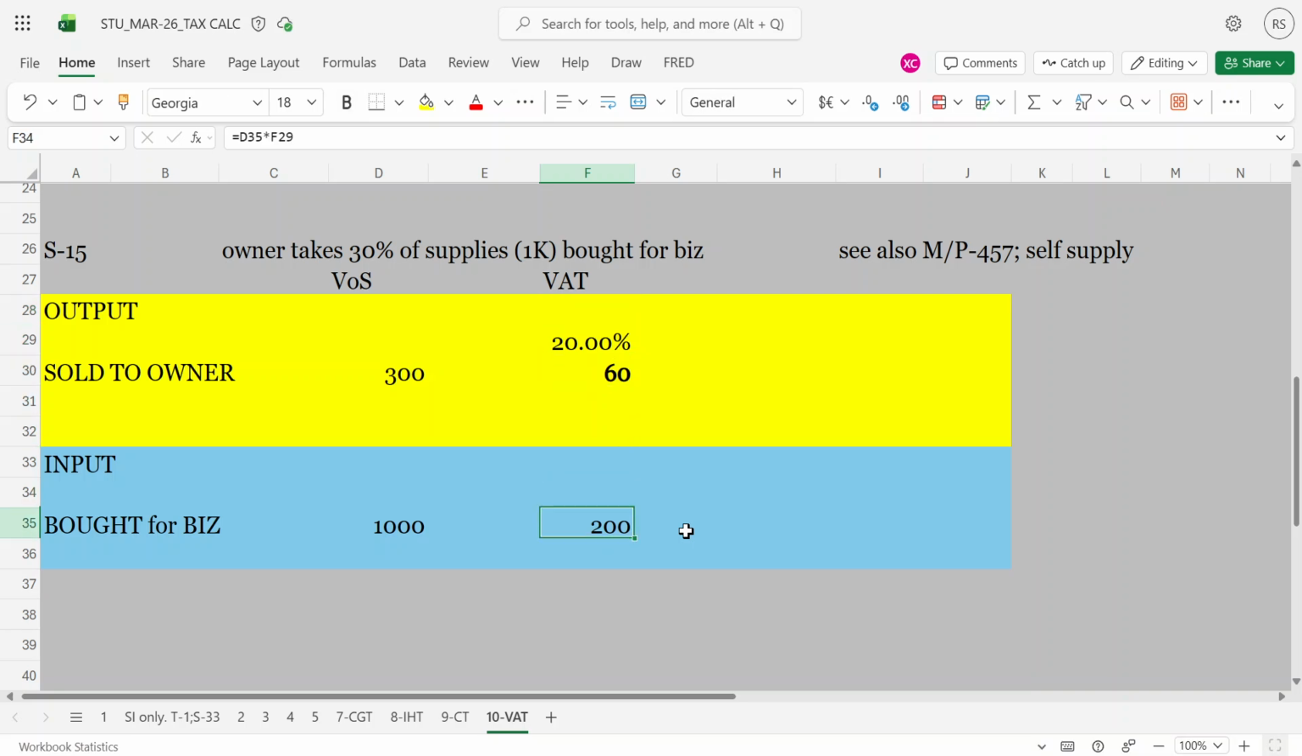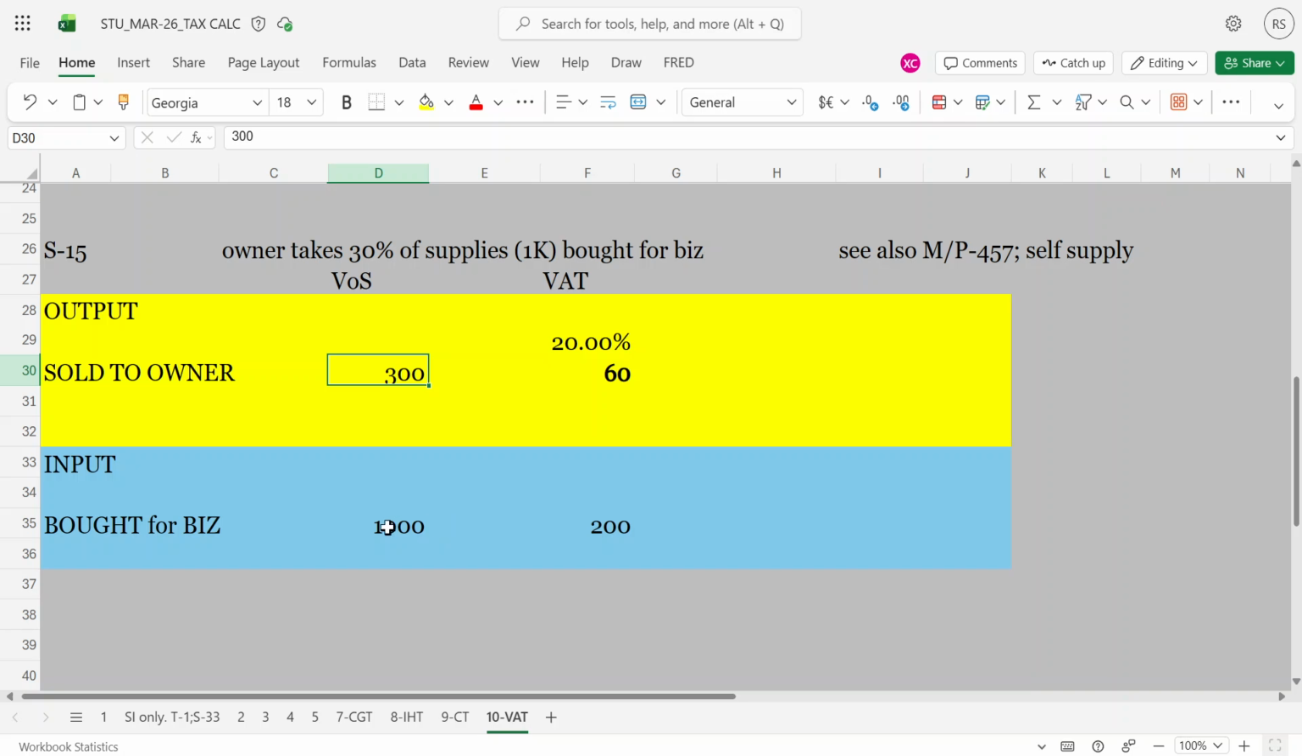So here you can see that you have paid 200 VAT, so ordinarily you'll be able to claim 200 VAT if you use the full 1,000 of the supply for your business. But in this case, we didn't use the full 1,000 for the business. The owner took 300 worth of sugar for his personal use. So here we can treat it as a self-supply, where basically the government will disallow the claim for about 300 of the amount.